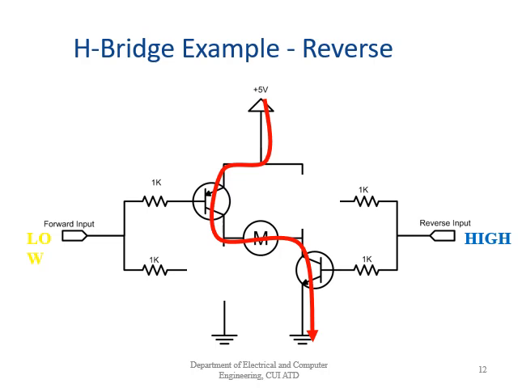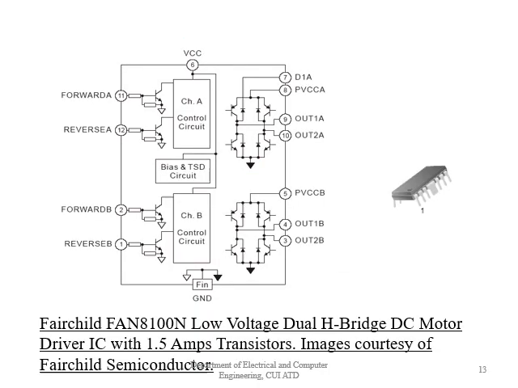So we'll have reverse direction of the motor. So in this slide you can see the figure of the Fairchild FAN8100M low voltage H-bridge DC motor driver IC with 1.5 amps transistor. So this IC can drive 2 DC motors of 1.5 amps each. So if we combine the output of these two amplifiers, we can drive a 3 amps DC motor.